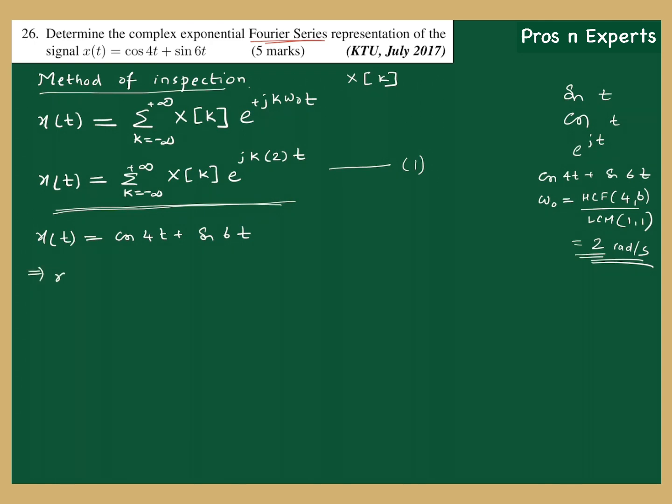So I can change x of t as, what is cos 4t? Cos 4t is 1 by 2 into e raised to j 4t plus e raised to minus j 4t. I have already told you these are magical equations in signals and systems, because a great number of complex problems can be solved using these magical equations. Similarly, what is sin 6t? Sin 6t is 1 by 2j into e raised to j 6t minus e raised to minus j 6t.